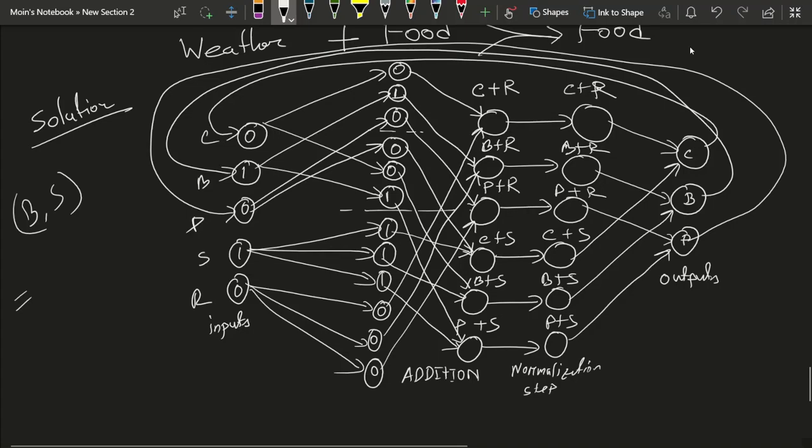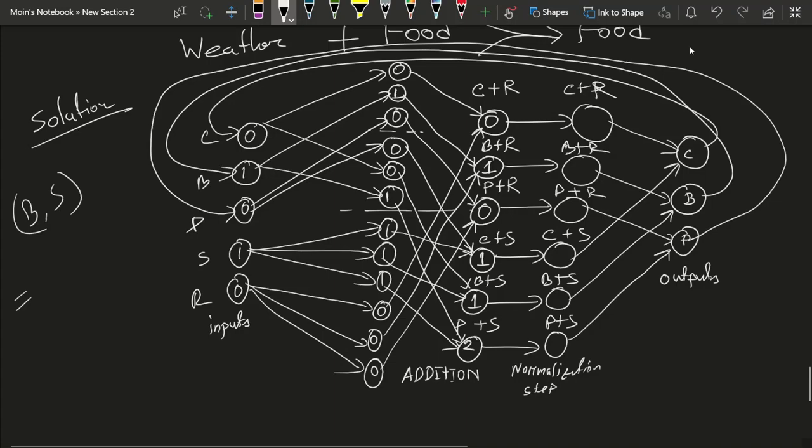So this is sunny and rainy, and chicken, burger, and pizza. Rainy is providing 0 and 0, so it is producing a 0. 1 and 0, it is producing 1. 1 plus 0, it is producing 1. 0 plus 0 is producing 0. 0 plus 1, it is producing a 1. 0 plus 1, it is producing a 1 again, and 1 plus 1, it is producing a 2.